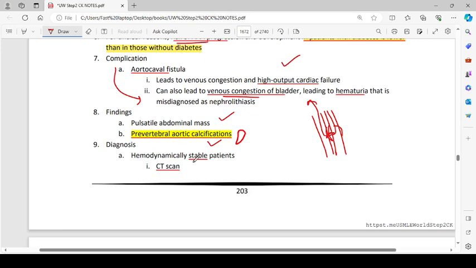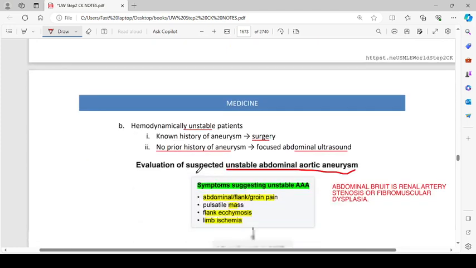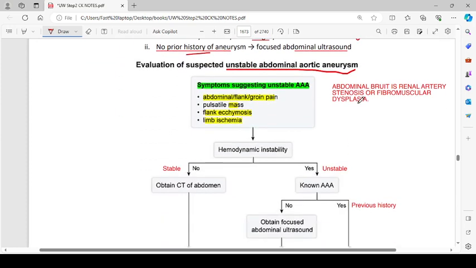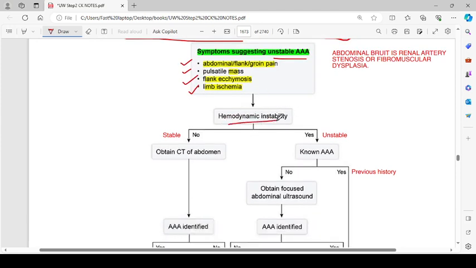Okay. The diagnosis: in hemodynamically stable patients, we can perform a CT scan. In a hemodynamically unstable patient, if we have a known history of aneurysm, go for surgery. If no prior history of aneurysm, a focused abdominal ultrasound with a FAST scan can be done. So, evaluation of suspected unstable abdominal aortic aneurysm. The person is unstable and has come to you in the ER. Symptoms suggestive of unstable abdominal aortic aneurysm include abdominal, flank or groin pain, pulsatile mass, flank ecchymosis, and limb ischemia. Check for hemodynamic instability.